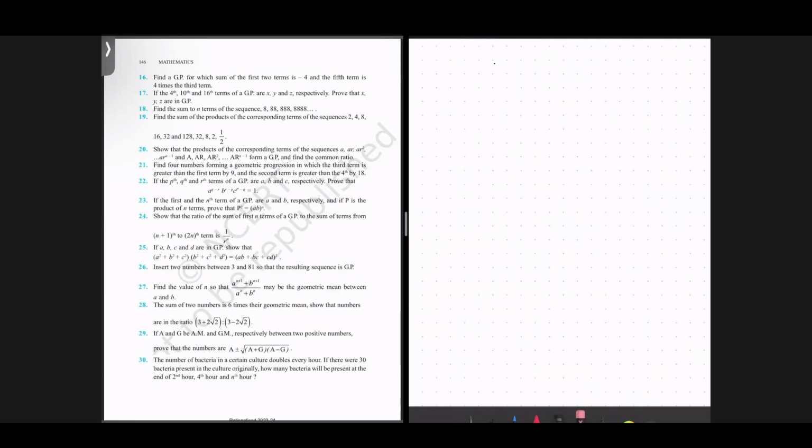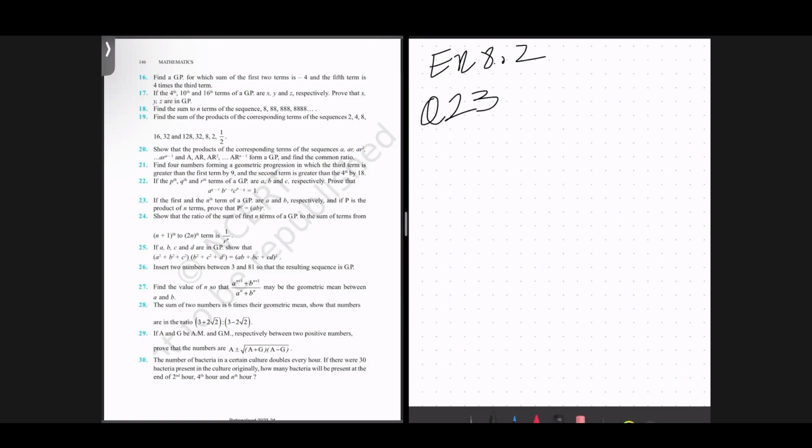So once you've done that, you're going to write exercise 8.2 again, and we have solved question number 22. Let us see what question number 23 asks of us. Question number 23: if the first and the nth term of the GP are a and b, and p is the product of n terms, prove that p squared equals (ab) raised to the power n.